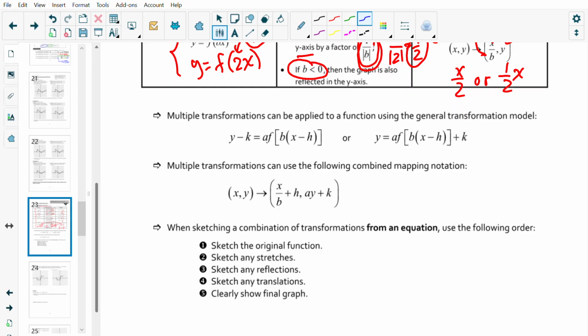Couple other notes. We have to talk about the generalized form here, the general transformation model. Multiple transformations can be applied to a function using the general transformation model. So two ways to write it: y minus k equals a f[b(x minus h)], and then close those square brackets. The other way is if you add k to both sides, you put the k on this side. I prefer this because everything is on one side. It's up to you how you want to do it.